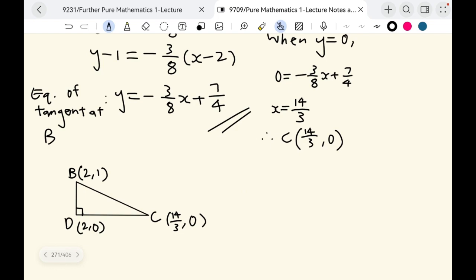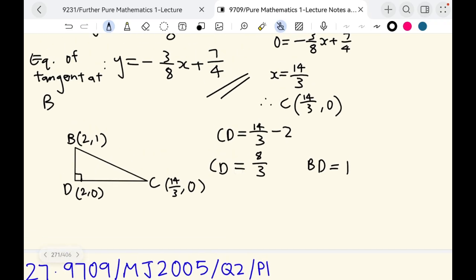Okay. So first, I need to get the distance CD by taking the distance formula. So we don't have to use the distance formula with the complicated square root. We just deduct the 14/3 with the 2. Okay, it basically wants the horizontal distance over here, which is the distance CD. It's 8/3. Okay, CD equals 8/3, and the BD is equal to 1.